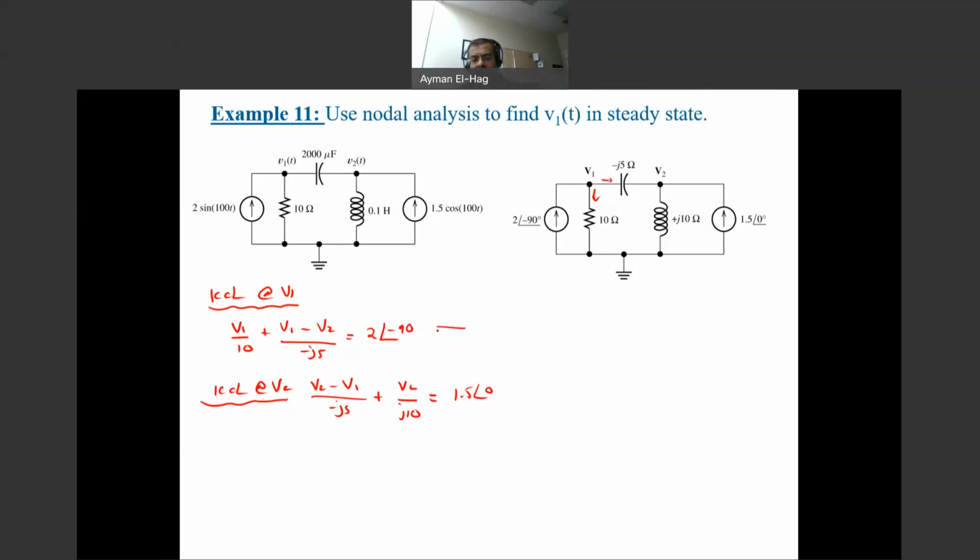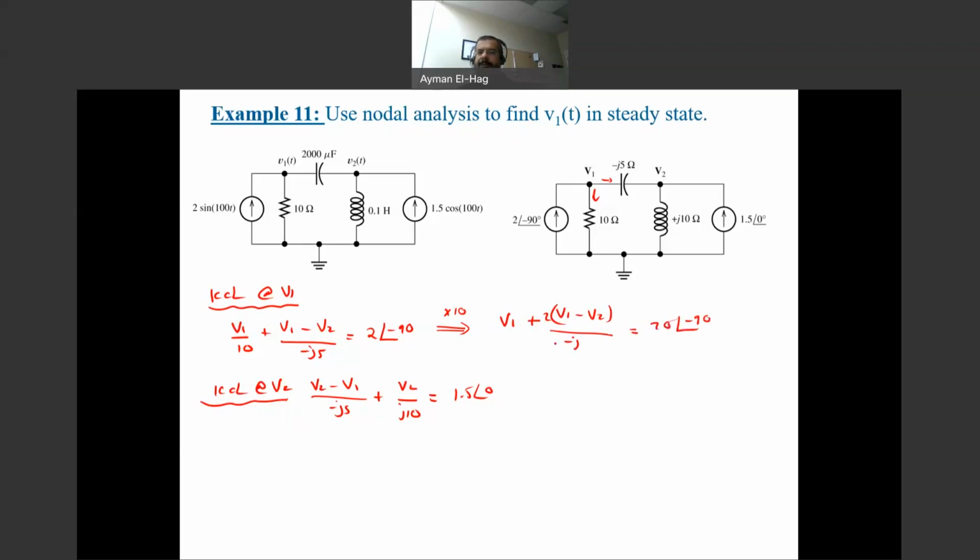So here, let's start here. Now, as I said, as a rule of thumb, try to make it so there is no j in the numerator or the denominator, and it's better to make the denominator always 1. So here I will multiply by 10. We multiply by 10, this becomes V1 plus 10 divided by minus, so this becomes (V1 minus V2) times 2 divided by minus J equal to 20 angle of minus 90.